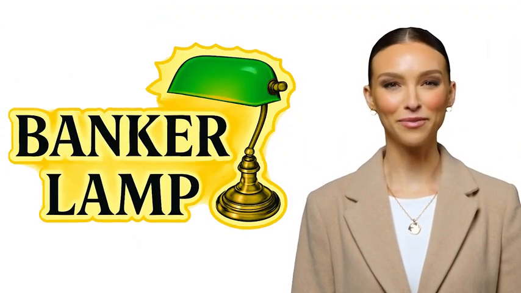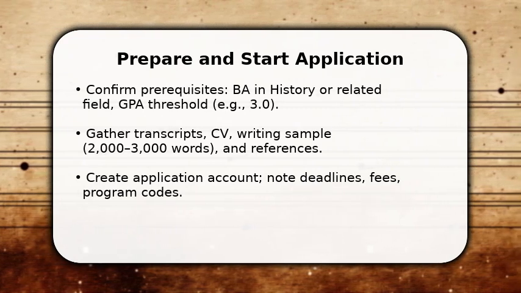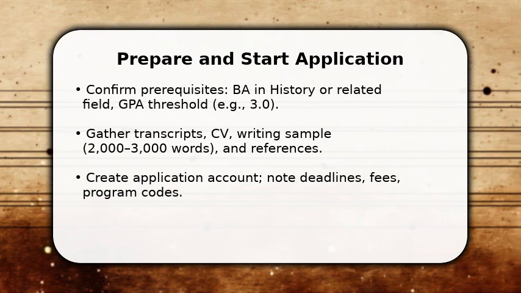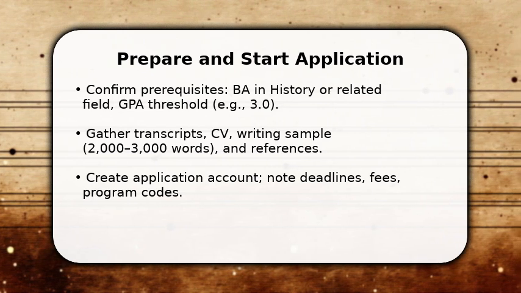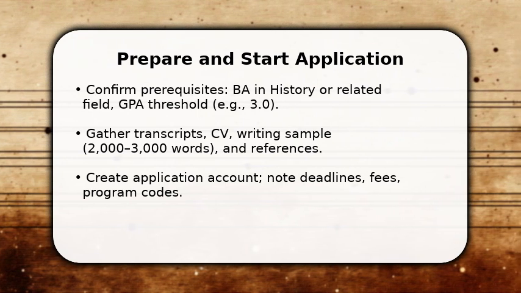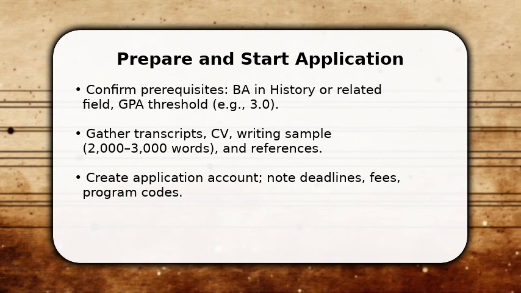Please enjoy the video. You start by confirming eligibility and assembling core documents so you can apply without delay. Once done, request official transcripts from every institution and format a clear CV that highlights research and relevant coursework. Make sure to select an appropriate writing sample that demonstrates historiography and argumentation.